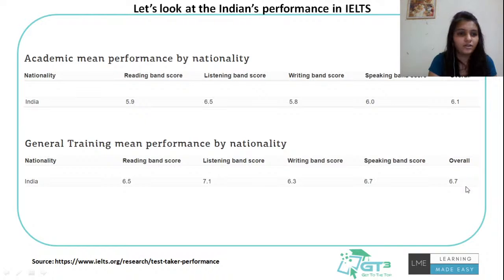And for general training, it's 6.7 overall bands. Again, in listening they are doing good, but in writing and speaking they are stuck at 6 and 6.7 in speaking. So if you are targeting Canada or Australia or any other country for migration purposes, 7 and 8 bands are mandatory over there. So the demand for high scores is there for migration people. So this was a short performance review.